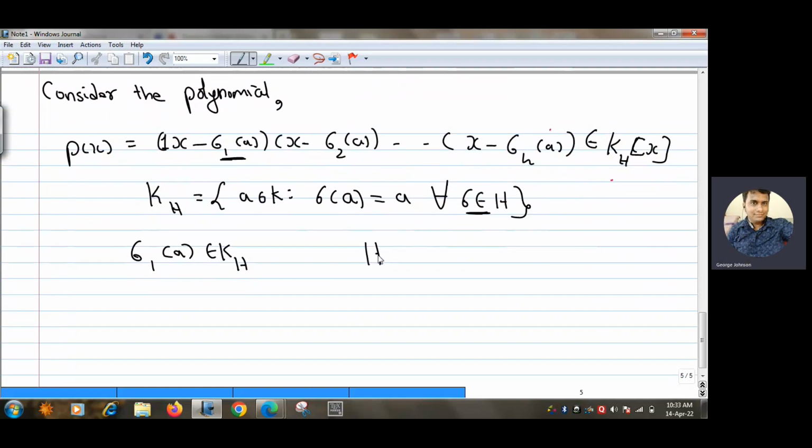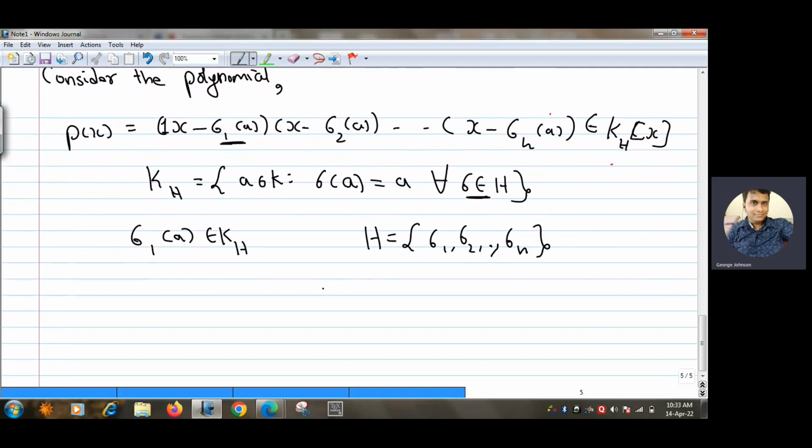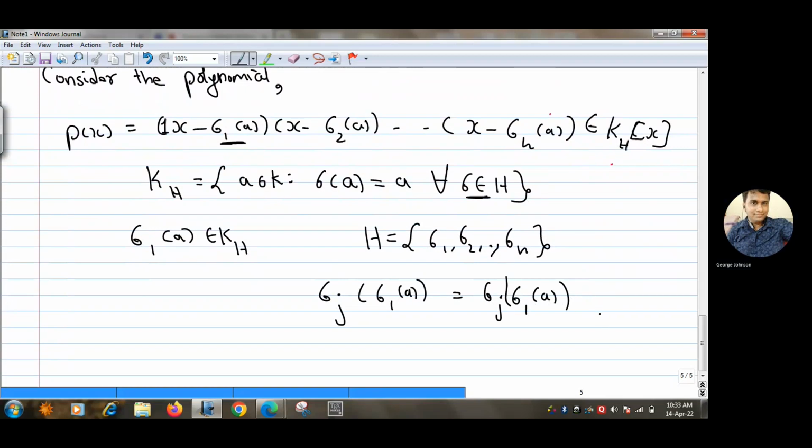So see, the elements of H are already known. It is sigma 1, sigma 2, and so on up to sigma h. So if I start with any element, say sigma j, what is sigma j of sigma 1 of A? I have to prove that it is the same as sigma 1 of A, right? So this is sigma j of sigma 1 of A. Now sigma 1 of A is nothing but A only. Sigma j of sigma 1 of A is nothing but A only, because sigma 1 is an identity.